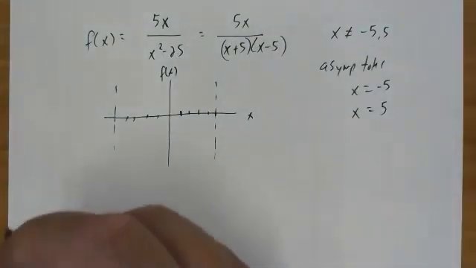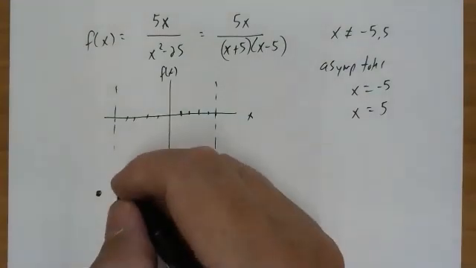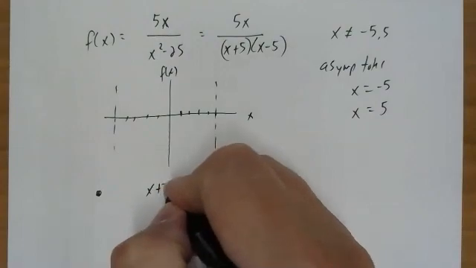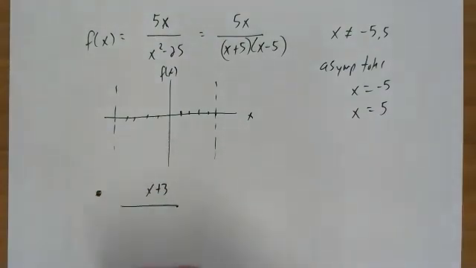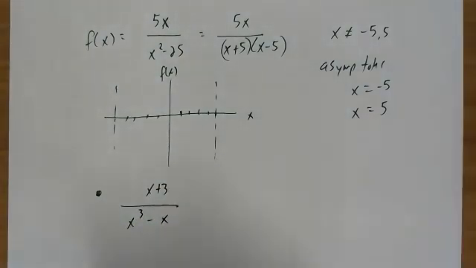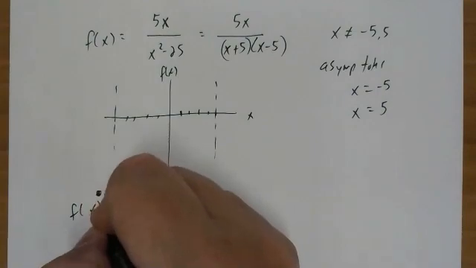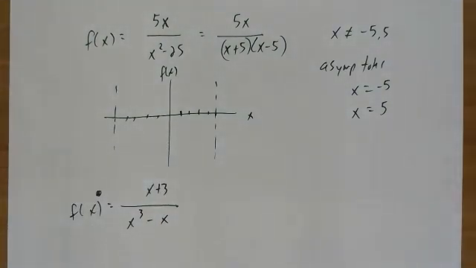And let's do a couple more. How about x plus 3 over x cubed minus x. So we're asked to find the vertical asymptotes. Once again, I'm looking at the denominator.